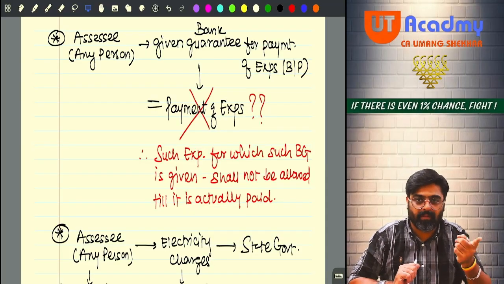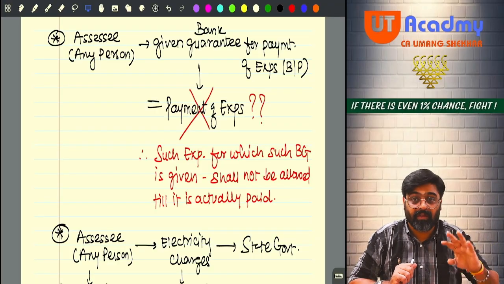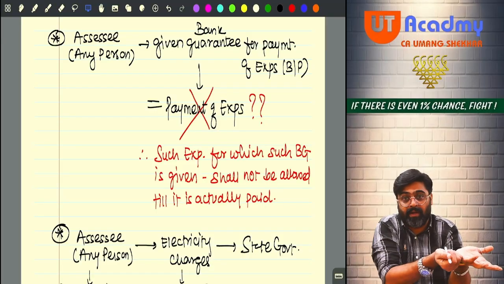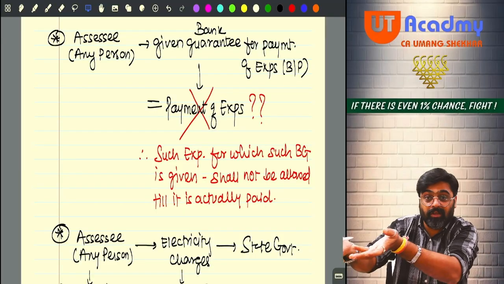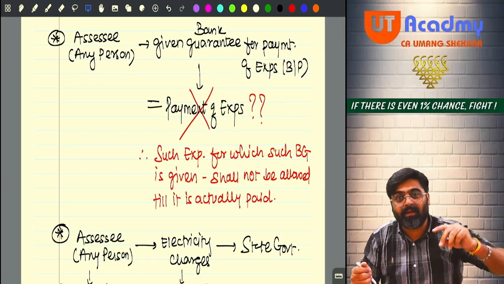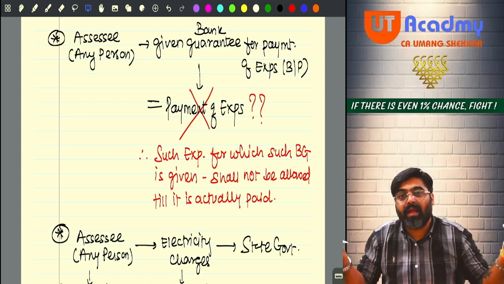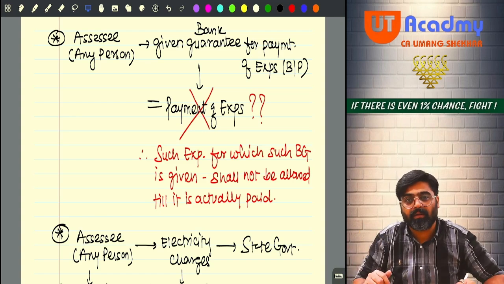So just by giving the bank guarantee, because the time was passing on, if the time would have passed, I would not have paid. So the expense would have been disallowed. So I applied some mind. Instead of making the payment, I give the bank guarantee. And now I am claiming that deduction, saying that bank guarantee given is as good as payment.